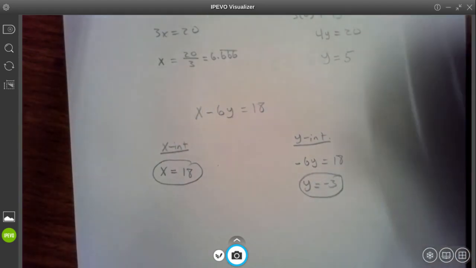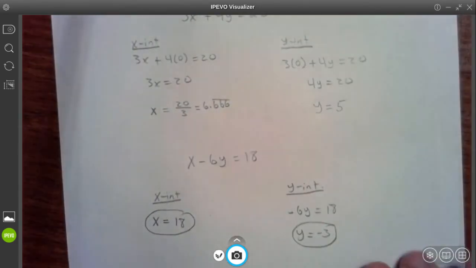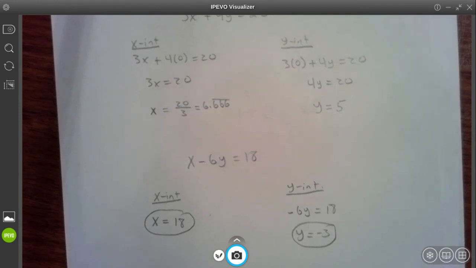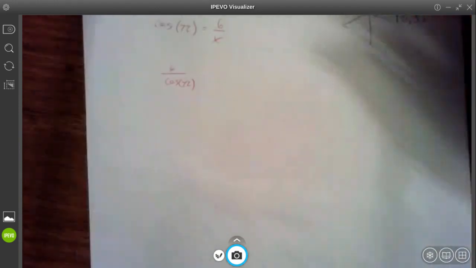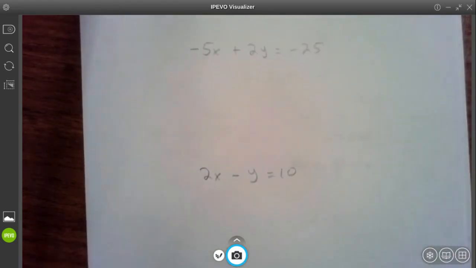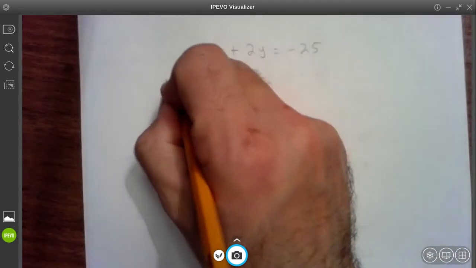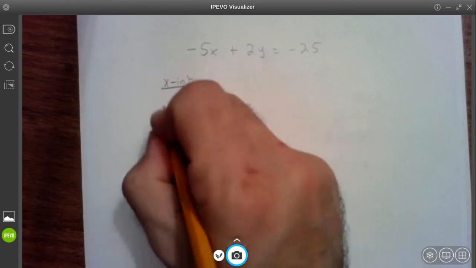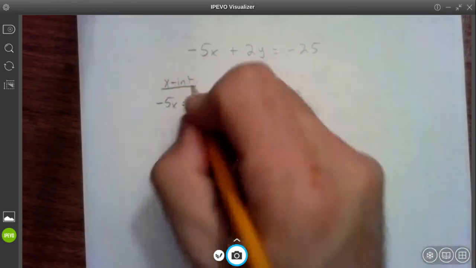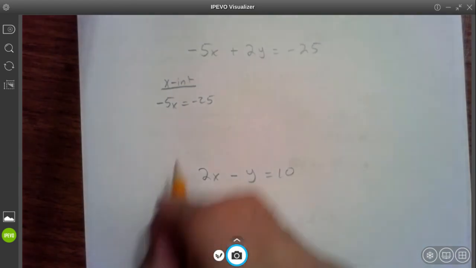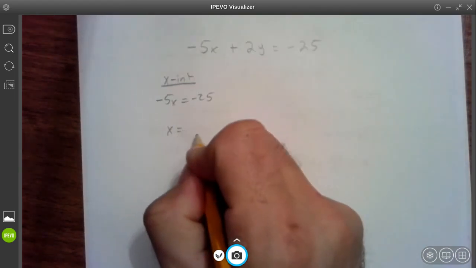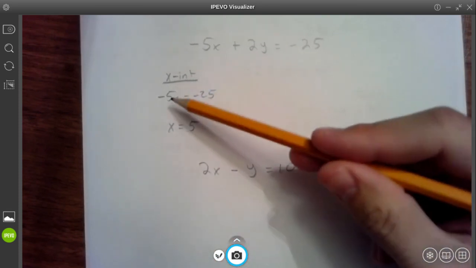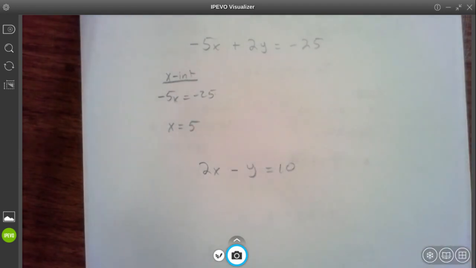This is also a handy way to find the slope if you wanted to. If you know the x and the y intercepts, you could figure out the slope based on that. Now we'll do 2 more. For the x-intercept, we'll plug in 0 for y. So this part goes away, and we're left with negative 5x equals negative 25. So x is equal to positive 5. We would do negative 25 divided by negative 5, and that would give you 5.